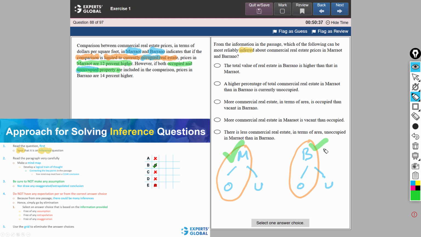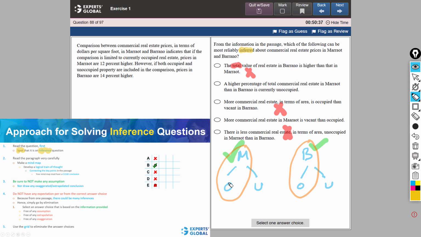The comparison is in terms of dollars per square foot, so totals do not matter. Any answer choice that talks about total is not going to be correct. Choice B talks about total, but it is in terms of percentage of total, so this can stay for now. Choice C also compares totals, so this cannot be correct. Even choice E compares totals, so this cannot be correct.